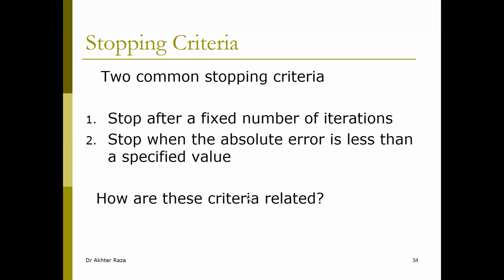The stopping criteria: we have two stopping criteria. As I told you earlier, we can have a fixed number of iterations. Suppose we say that we will repeat the procedure 5 times or 10 times, or we have an absolute error less than a specified value. Either we can fix a stopping criterion related to the error, or it will be related to the number of iterations.